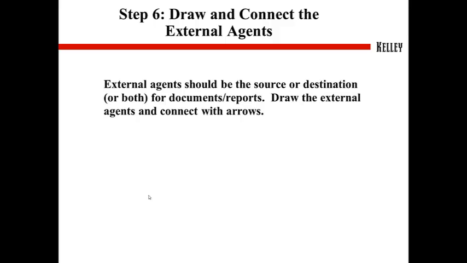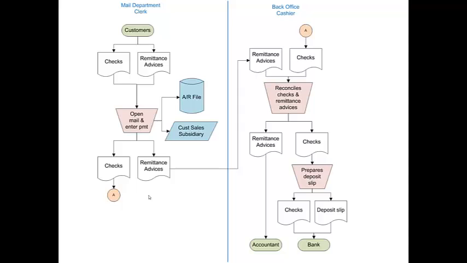Step 6, draw and connect the external agents. And once again, external agents are the source and the destination of our documents. And here's our diagram. Customers are the source of the checks and the remittance advices. Accountants are the recipients of the remittance advices over here, and the bank is the recipient of checks and deposit slips.